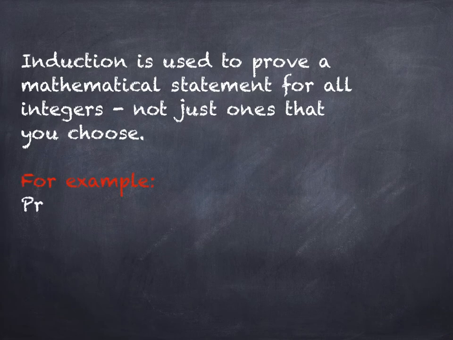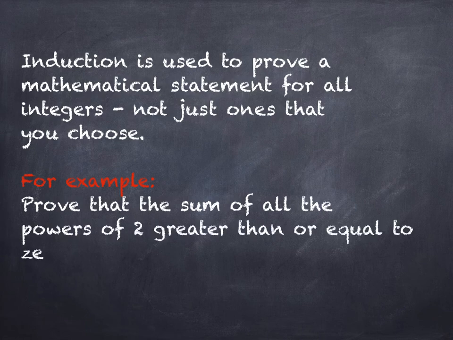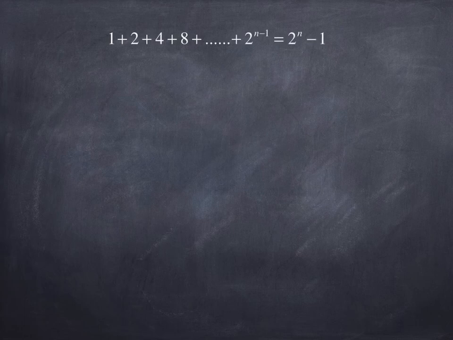So, if we wanted to prove that the sum of all the powers of 2 greater than or equal to 0 is 2 to the n minus 1, first we would write out our statement. So we have 1 plus 2 plus 4 plus 8 all the way up to 2 to the n minus 1 is equal to 2 to the n minus 1. Now, how would we go about this?